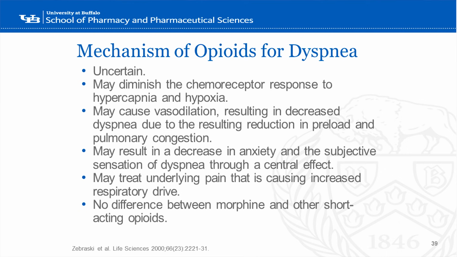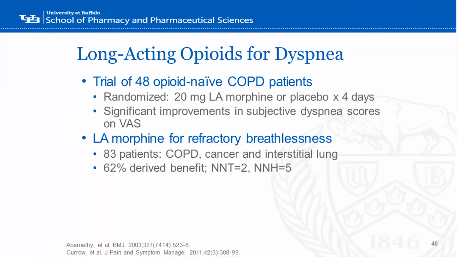One thing to note is that there's really no difference between morphine and any of the short-acting opioids. All of them will have the same effect on dyspnea. When it comes to long-acting opioids for dyspnea, there's a couple different trials. One in a group of COPD patients where long-acting morphine was given and there were significant improvements in the subjective dyspnea scores of the patients. Another one in another group that included COPD, cancer, and interstitial lung disease patients where 62% of the patients derived benefit, and the resulting number needed to treat was only 2. So only 2 patients were needed to be treated for 1 patient to have relief.